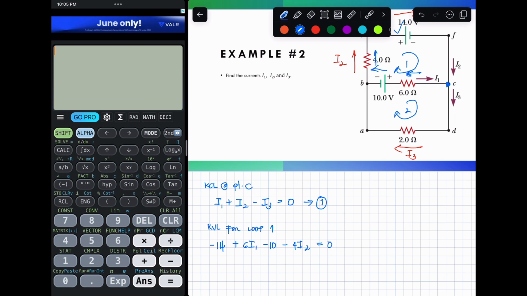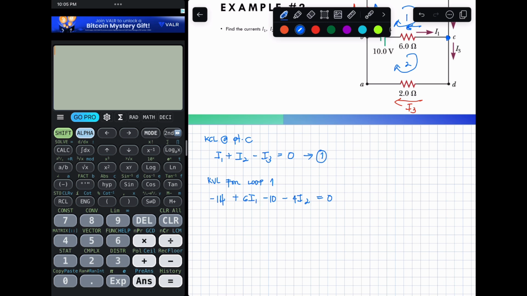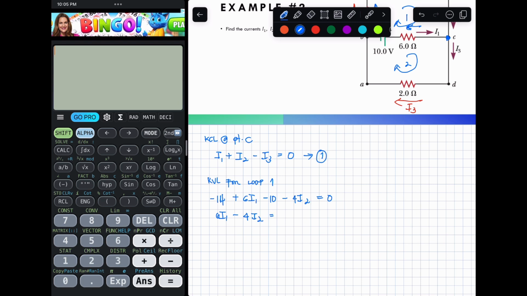is equal to 0. This time, I'm just going to arrange it so that later on I can use a calculator. So I'll start with 6I1, then minus 4I2. The negative 14 minus 10 is negative 24, and then I'm just going to transpose it to the right side. That would make it 24. And that is equation number 2.